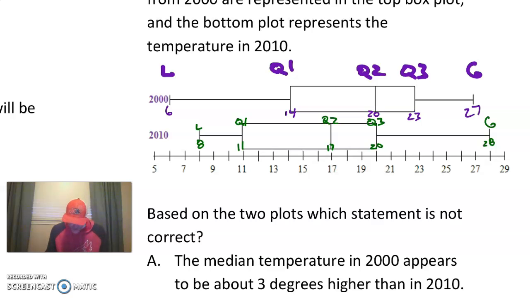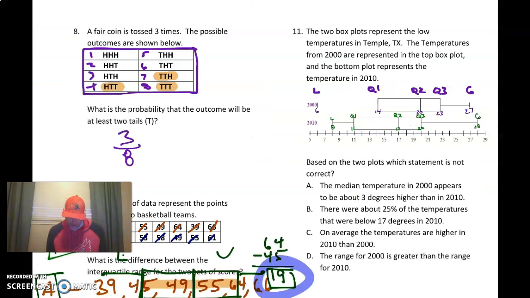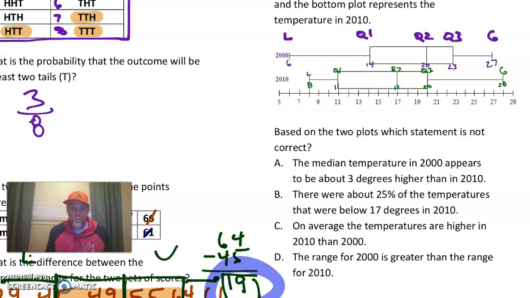Based on the two plots, what statement is not correct? So we're looking for something that's lying. Isn't there a game called Two Truths and a Lie? So technically we're doing three truths and a lie because there are four answers. So somebody's lying. It's either A, B, C, or D.